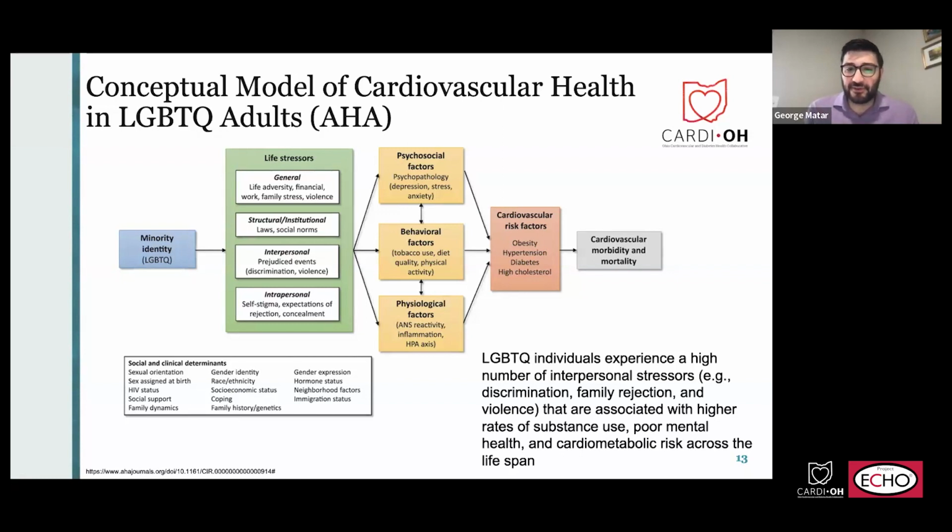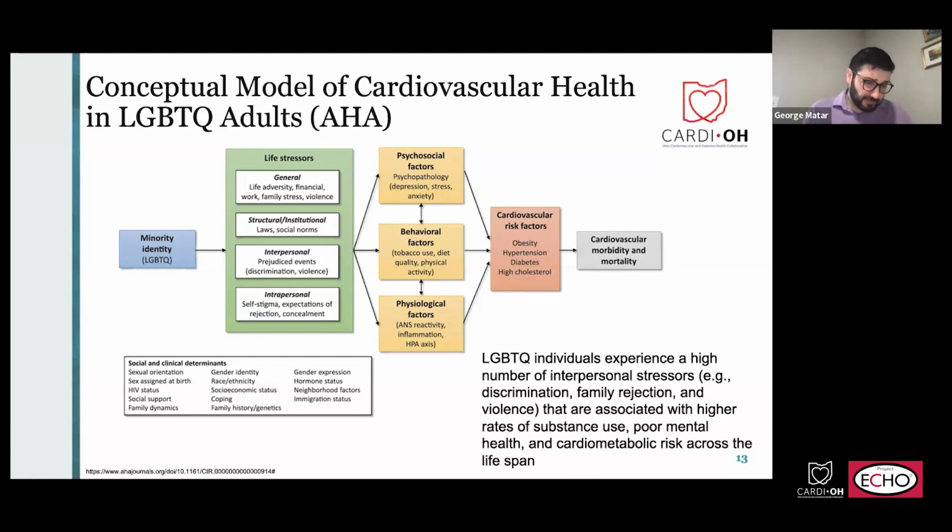Physiological factors are included in there as well. So that would be any autonomic nervous system reactivity, inflammation, and all of these contribute to the cardiovascular risk factors we see in this population, including obesity, hypertension, diabetes, hypercholesterolemia, which ultimately result in that cardiovascular morbidity and mortality that we see in this patient population.